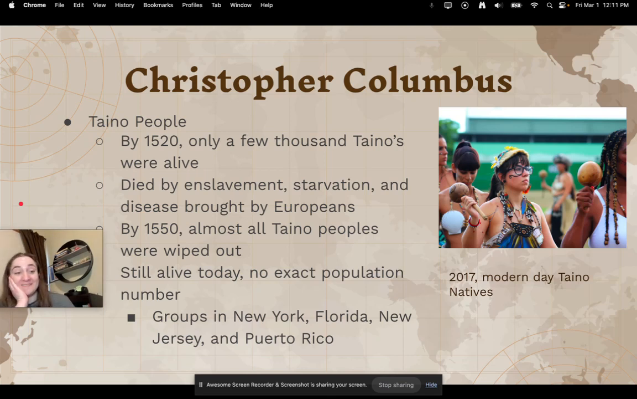All right, so by 1520, only a few thousand Taino people were still alive. Most of them died by enslavement, starvation, and disease brought by the Europeans. And by 1550, almost all Taino people were wiped out. Still today, the numbers of Taino people are not known, but there are groups of Taino people living in places such as New York, Florida, New Jersey, and Puerto Rico.